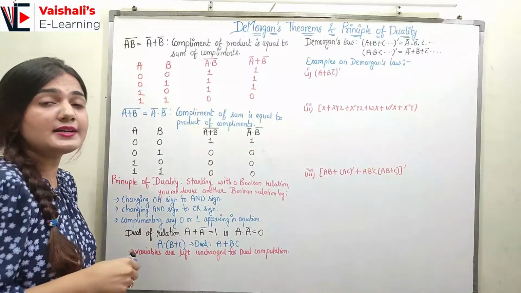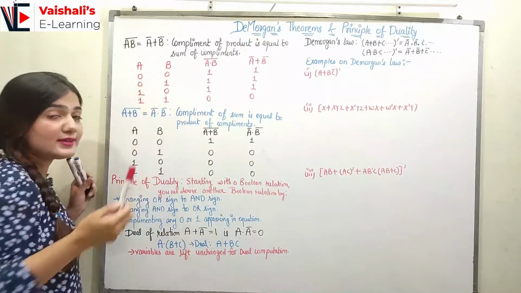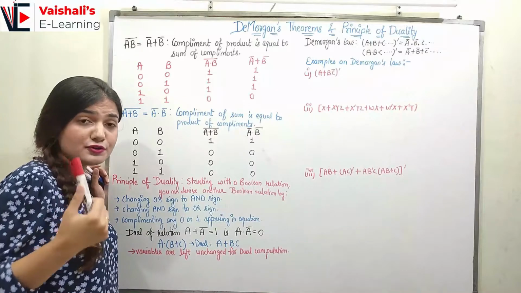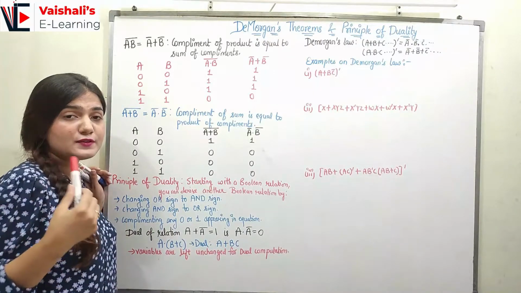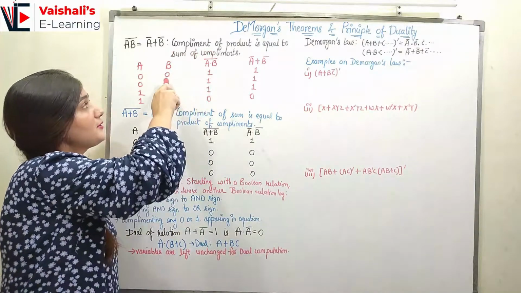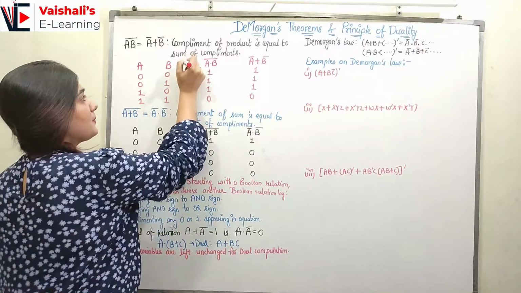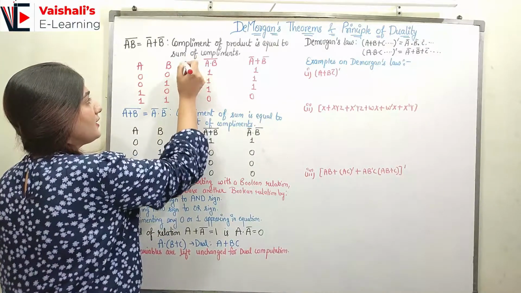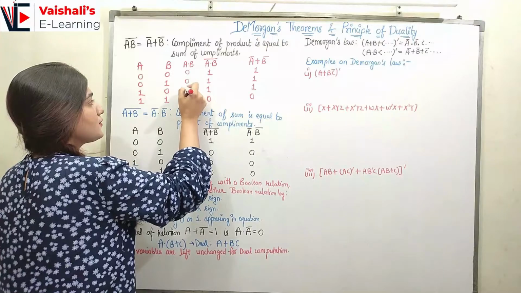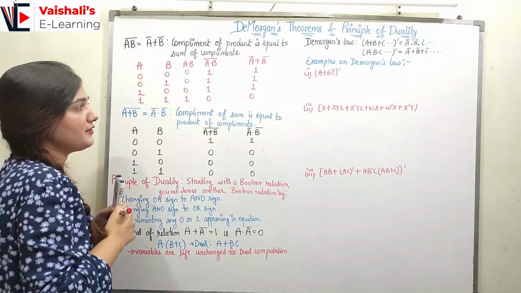We can understand this with the help of the truth table. If I have two variables A and B, I will have 4 rows: 0 0, 0 1, 1 0 and 1 1. Now (A dot B) whole complement: here A dot B would be 0, 0, 0, 1, and (A dot B) whole complement would be 1, 1, 1, 0.